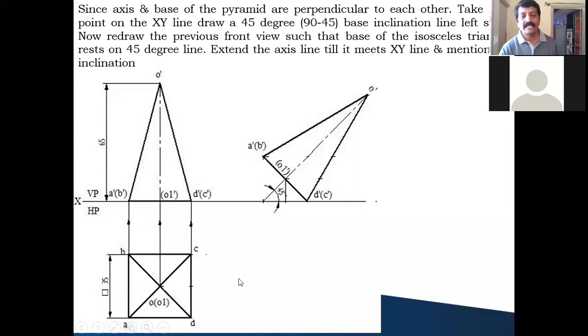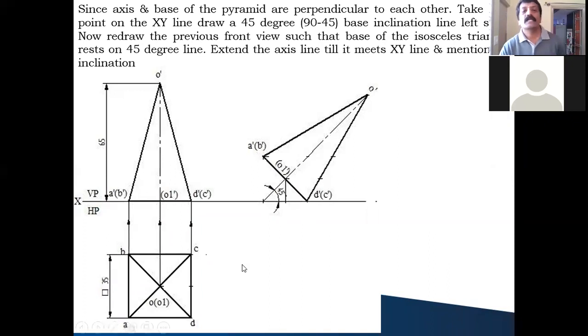So what is the axis inclination he has given? 45, correct? Axis inclination is 45, and axis and base are mutually perpendicular to each other. And what about the base inclination? This becomes a right angle triangle, correct? This is the axis inclination. Axis and base are mutually perpendicular. What about this angle, the base angle? It is 90 minus 45, which means 45 only.